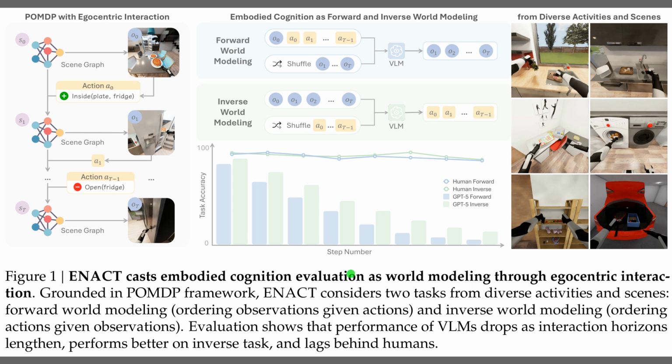The bar and line chart below show that humans stay accurate across long sequences, whereas a model like GPT-5 drops sharply, especially for forward prediction. The right panel illustrates that these questions span many everyday activities, from cooking to laundry to loading a car trunk.